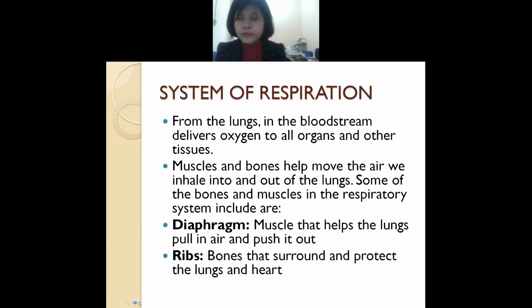And in this muscle, what will you find? The diaphragm. The diaphragm helps the lungs so that they can breathe in and they can breathe out. So the diaphragm is the muscle area which helps you in breathing in and breathing out.